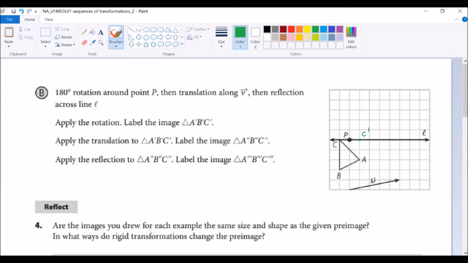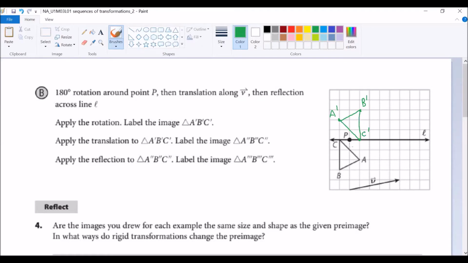You go up 2 over 1 and up 2 over 1 to here. That would be my A prime. B, the same thing. Up 3 over 1, up 3 over 1. There's my B prime. That's the first part done. There's a nice little line there.